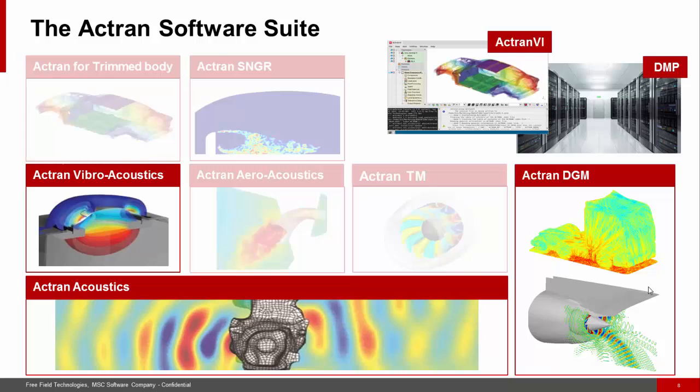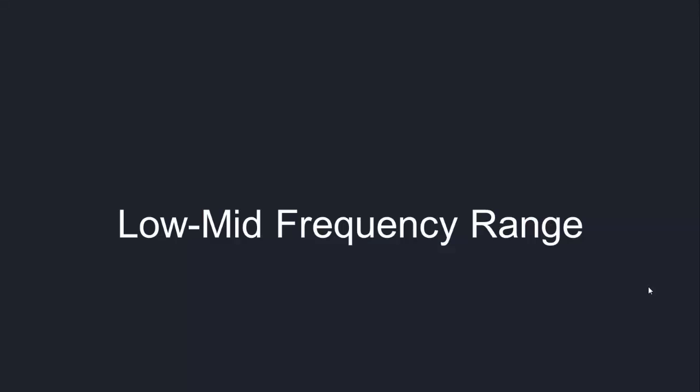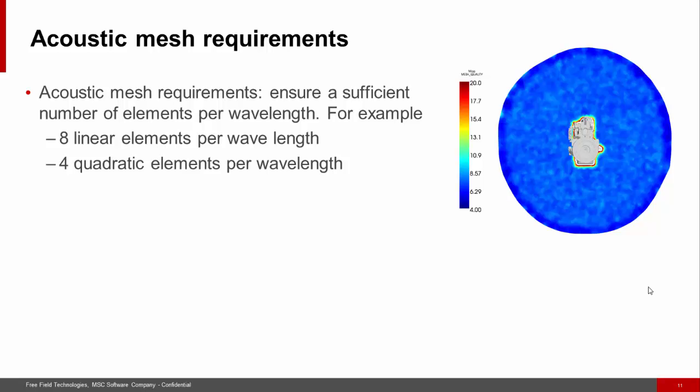Today, we will discuss how to improve the computational efficiency in classic Actran Acoustics and Actran Vibroacoustic simulations, and we will illustrate the capabilities of Actran DGM for reaching much higher frequencies or bigger computational domains. Let's see now how we can improve the low mid-frequency range efficiency for acoustic simulations. And to this aim, let's discuss the acoustic mesh requirements for standard FEM simulations.